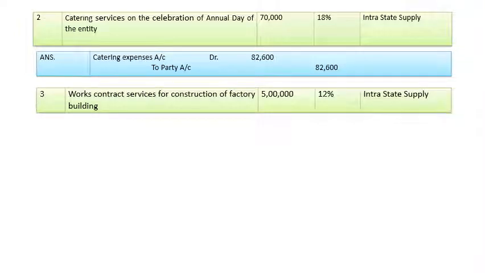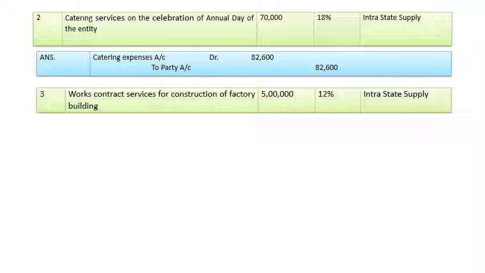Next one, works contract service for construction of factory building, 5 lakh, 12% rate of GST is given and it is an intrastate supply. As it is an intrastate supply, CGST and SGST will apply, and here net amount is 5 lakh, and if you make 12% of 5 lakh, then it will come to 60,000.